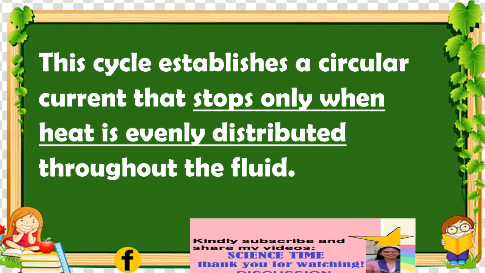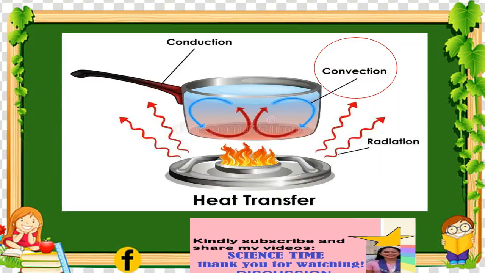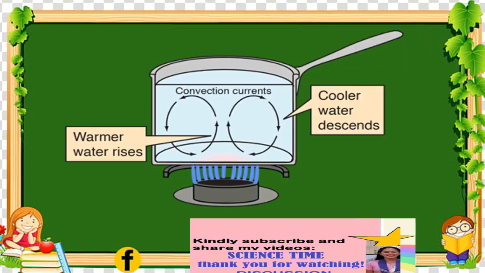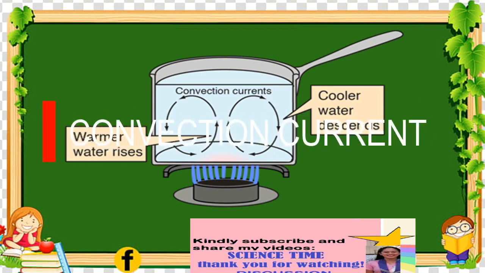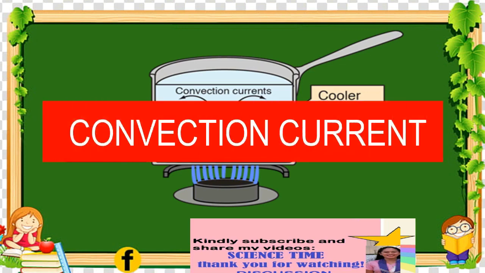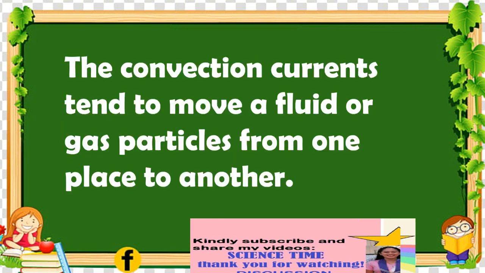As a substance like water is heated, the less dense particles rise while denser particles sink. Once the hot, less dense particles cool down, they sink, and the other less dense particles rise. This continuous process is called a convection current. Convection currents tend to move fluid or gas particles from one place to another.